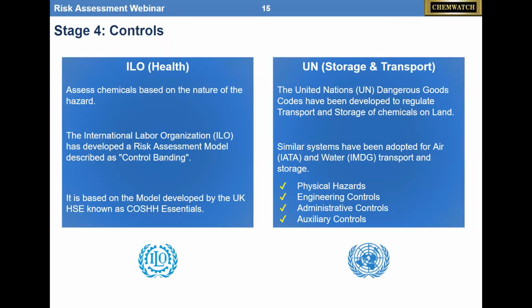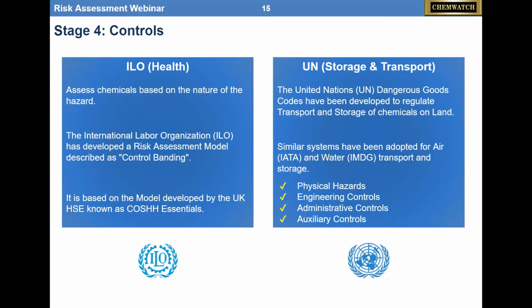So controls, they occur because we're doing two separate risk assessments, you're going to have two separate types of controls. For health or International Labor Organization, the chemicals are assessed based on the nature of the hazard. And ILO comes up, as you saw earlier, with a risk assessment model described as control banding. It's based on, developed in the UK, known as COSHH Essentials, which I'm sure many of you are familiar with.